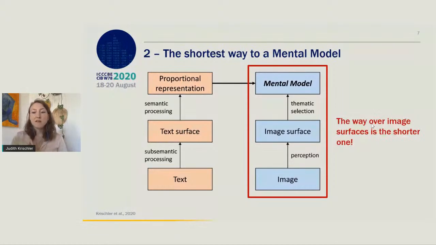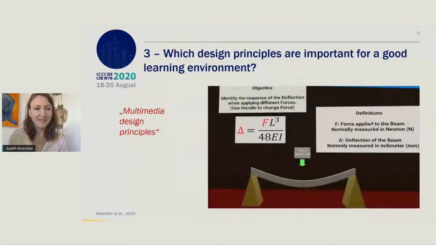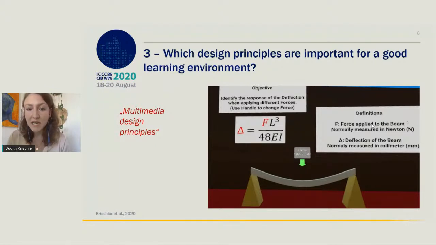Yeah, so when we are talking about which design principles are important for a good learning environment in order to create a very good mental model, we are talking about multimedia design principles. Those include different recommendations to support the learner while learning and facilitate cognitive learning processes.